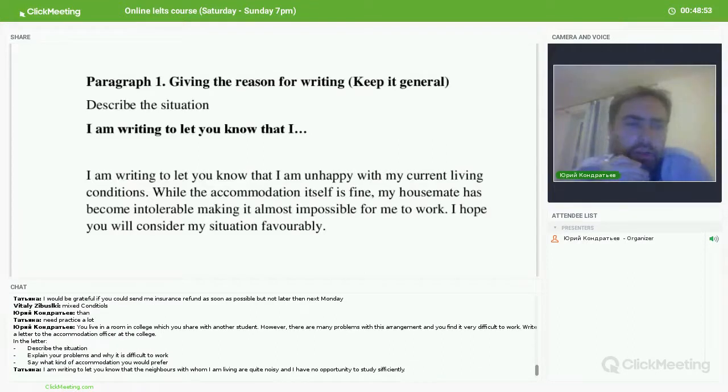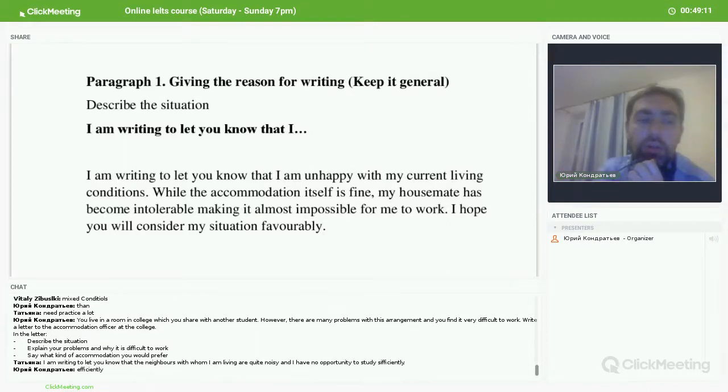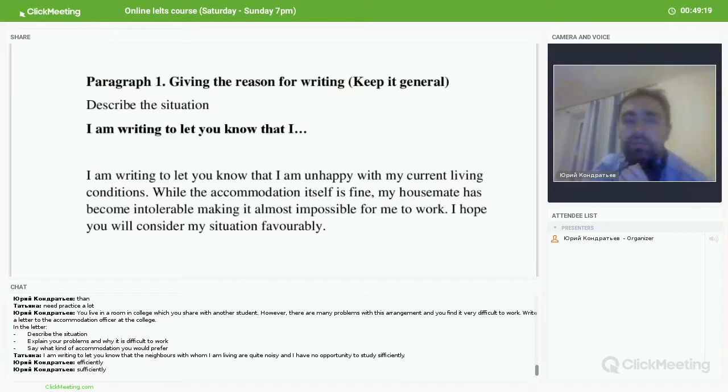So I'm writing to let you know that the neighbors with whom I am living are quite noisy and I have no opportunity to study. Maybe sufficiently, okay? Maybe efficiently. So you can write efficiently, which means effectively, or you can write sufficiently, which means enough. Very good sentence. I'm writing to let you know that the neighbors with whom I am living are quite noisy and I have no opportunity to study efficiently. Very good.